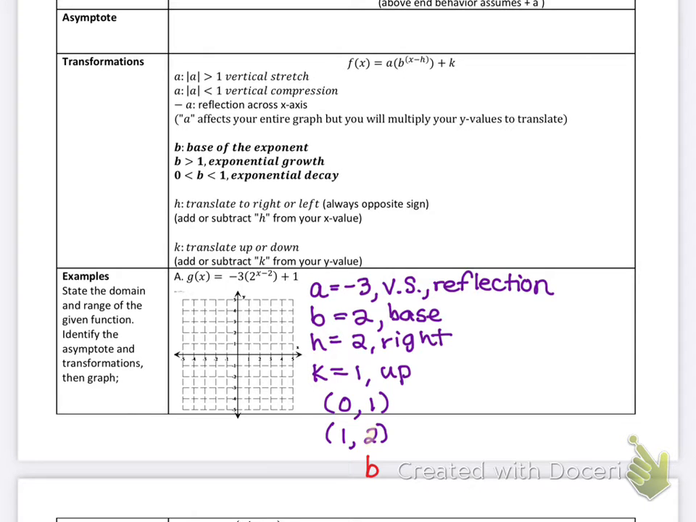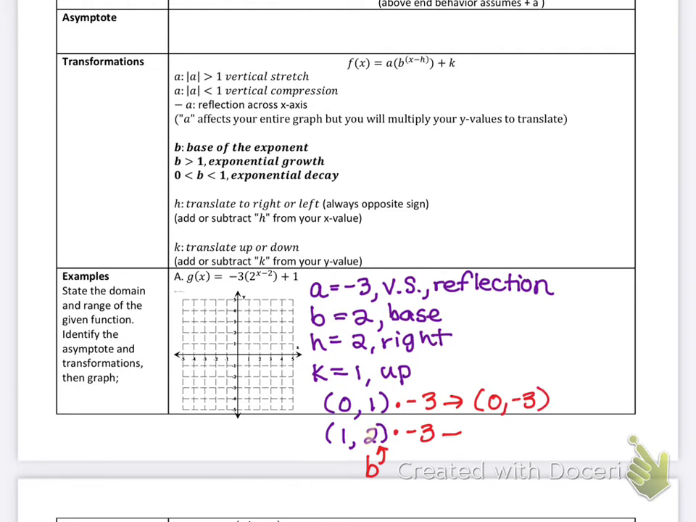Now, I'm not sure how your teacher taught you how to do your transformations from here. So I might be doing them a little bit differently than what you're used to. So just bear with me and watch and see what's going to happen. What we have to do is first modify using our vertical stretch. So our vertical stretch is -3. So we're going to have to multiply our y values by -3.